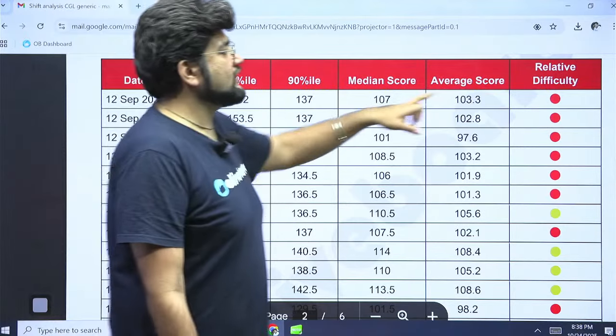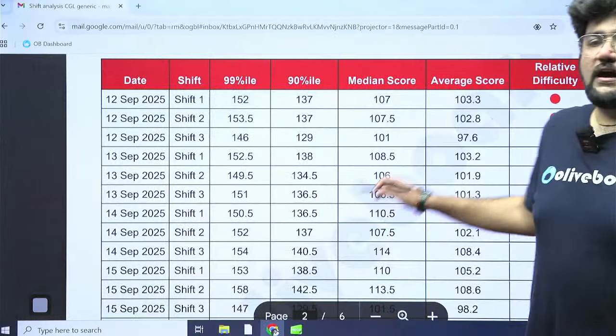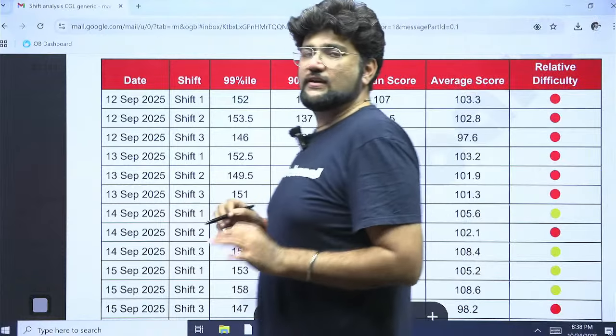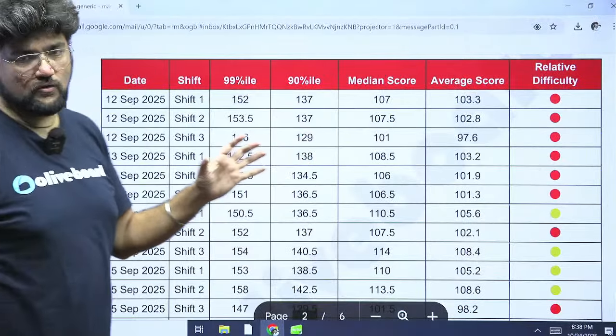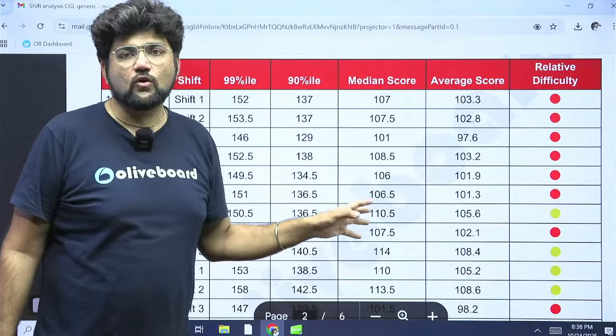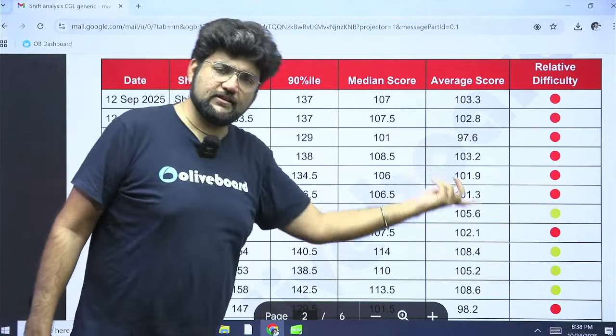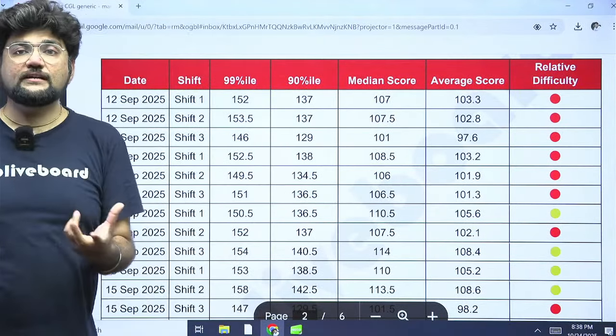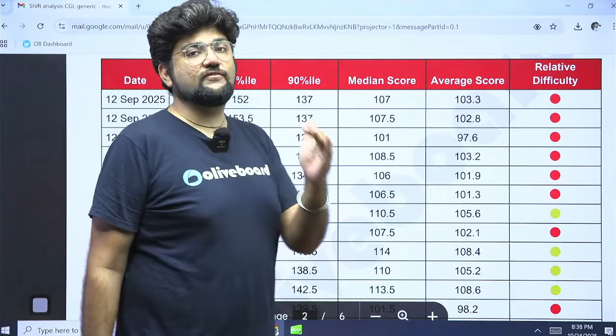Now this dot here signifies a difficulty level. A red dot signifies a difficult shift, a yellow dot signifies a moderate shift, and a green dot signifies an easy shift. Okay, what is the criteria again? We have fixated the criteria on the median score. Some channels have also done it on the average score. I did that, but I think median score is a better parameter for you to understand what the difficulty level was.